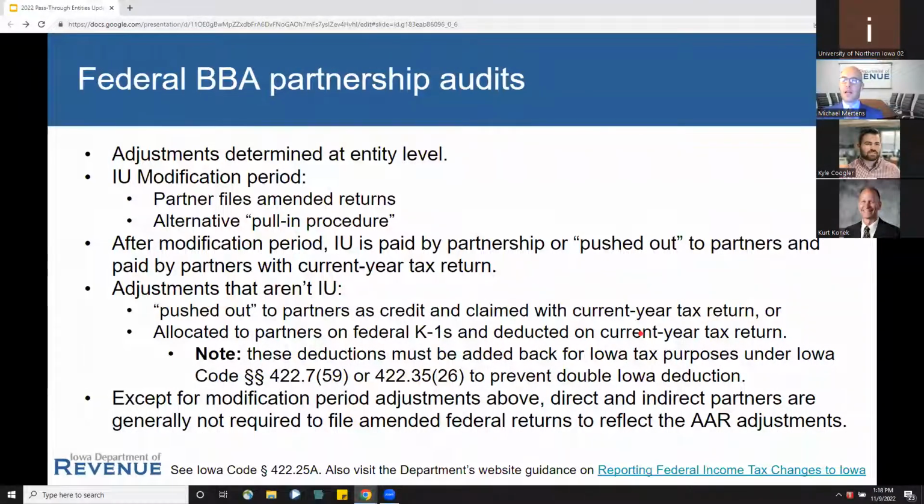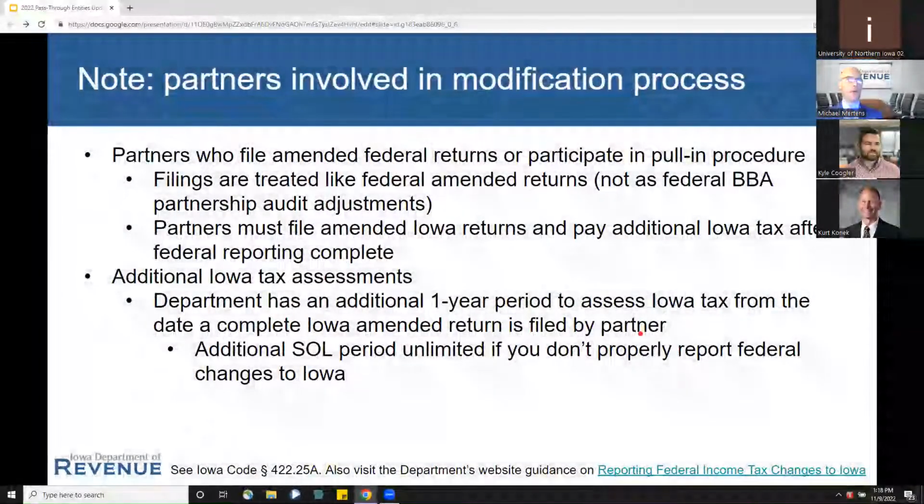Again, why this becomes complicated is because except for that modification period that I described above, most of the time direct and indirect partners are not going to be required to file amended federal returns to reflect those audit adjustments. However, they must be reported to the state of Iowa.